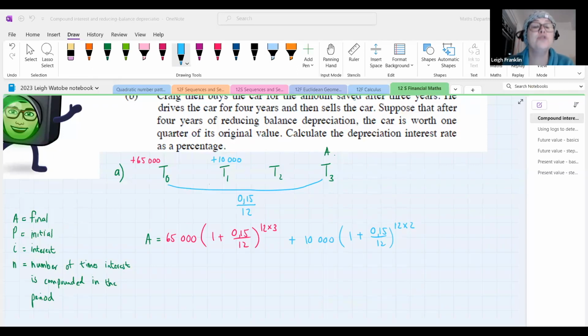So in other words, when you are working with a timeline, you add for deposits, you subtract for withdrawals, and if the interest rate changes on an amount, that's when you multiply by a new bracket. But we'll see that just now.